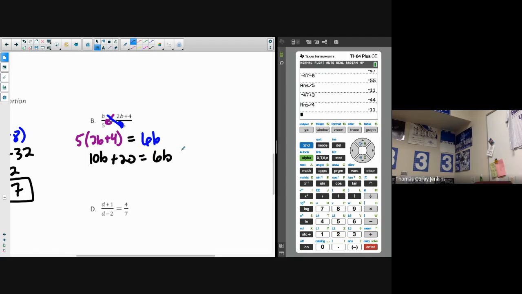All right, now typically I would move 6b because 6 is smaller than 10, but in this case, all of my constants are over on the left side, so it would really only make sense to move 10b over there. So minus 10b to both sides is going to give me 20 equals 6 minus 10 is negative 4, so negative 4b. And then 20 divided by negative 4 is going to be negative 5. Okay, you can always sub that in and check.